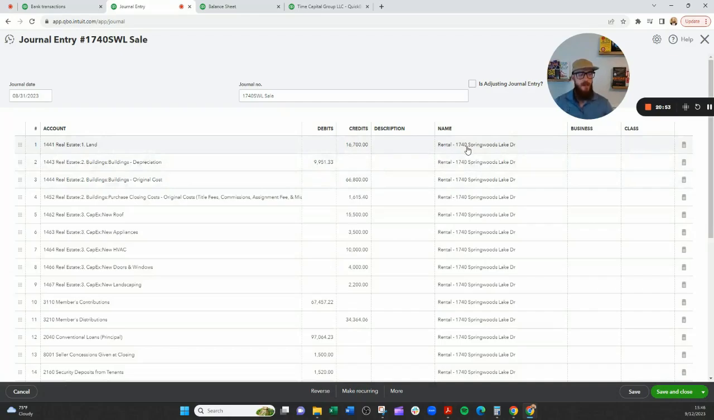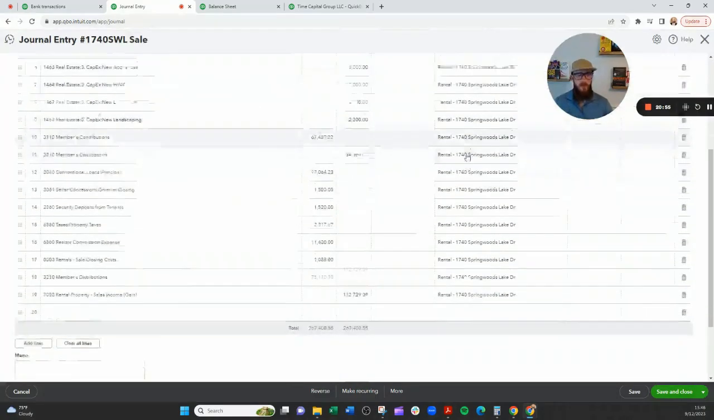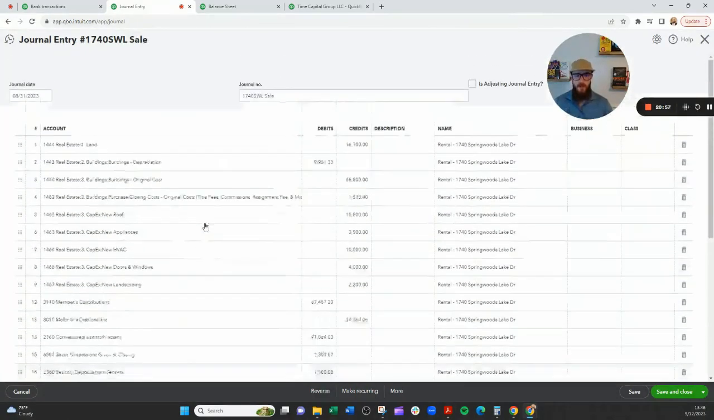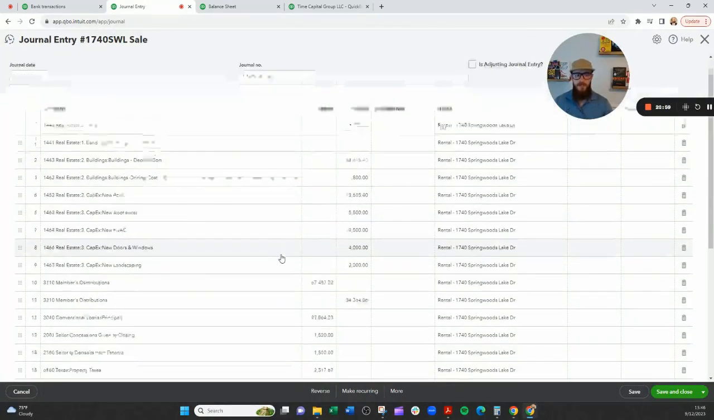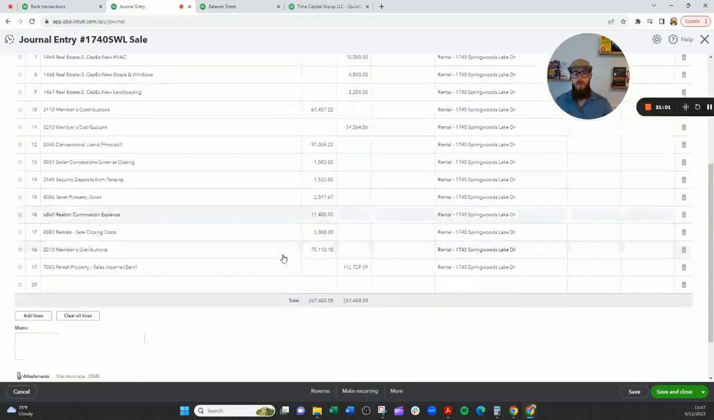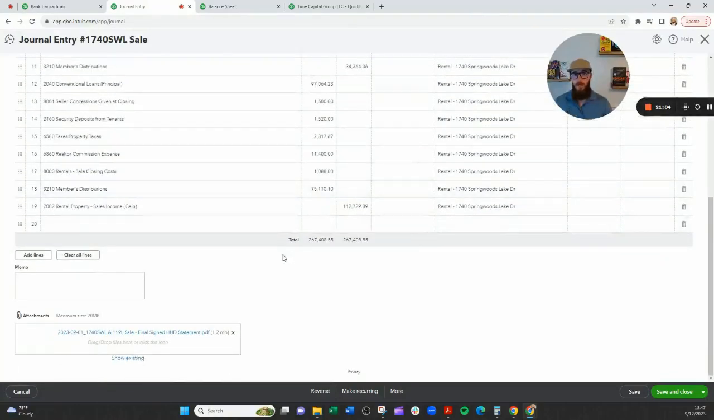So as you can see, I have the appropriate property in for each line item within this journal entry. Hopefully this makes sense to you. If not, it will absolutely make sense once you do it, especially once you do it a few times. I have the HUD statement that we've been working off of attached to this journal entry. You'll definitely want to do that so that you can have it for future reference, and other people looking at your books can have it for future reference.